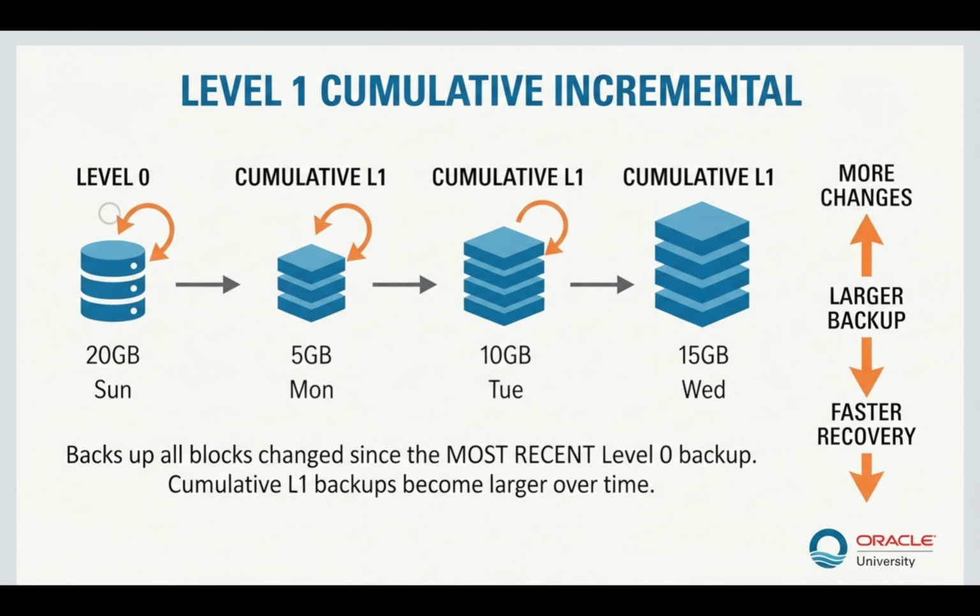Now let's look at cumulative. A level 1 cumulative backup looks back to the most recent level 0. So instead of only capturing changes since the previous level 1, it captures all changes since that level 0. That means the cumulative backup can become larger as more changes accumulate.